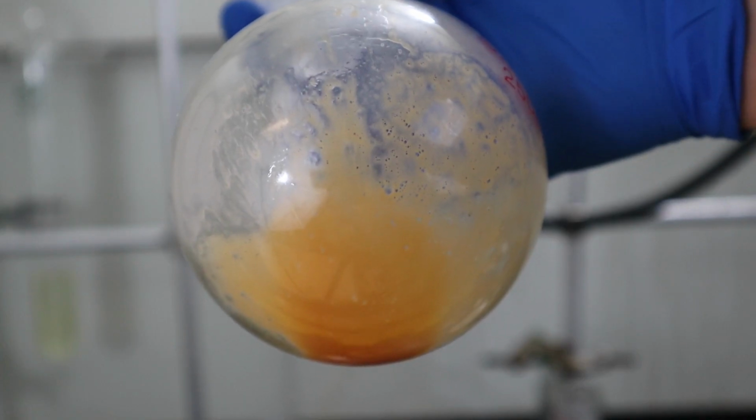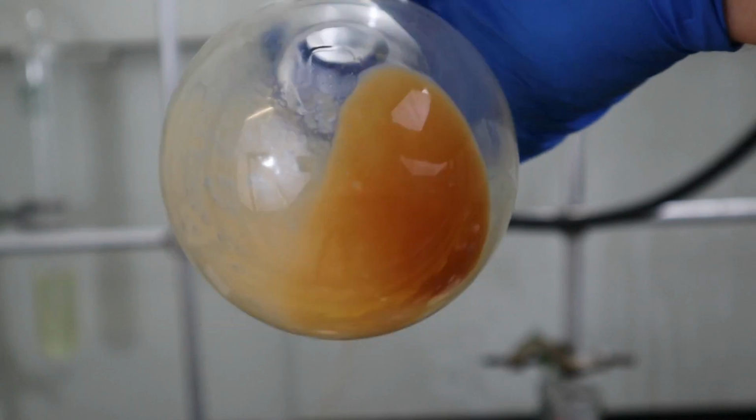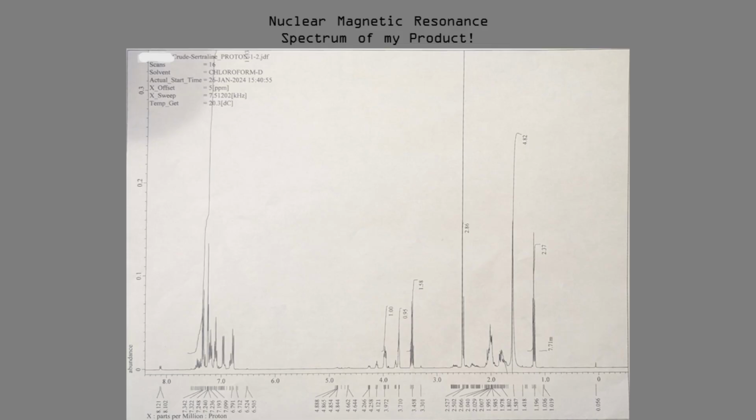This oil is the final product of freebase sertraline. I produced 4.9 grams of it, or 81% of theoretical. If I wanted to have a more pure product, I could run column chromatography. However, it was pure enough to do NMR on.